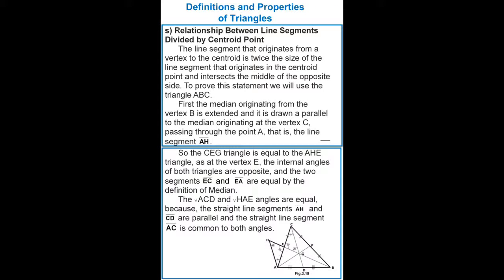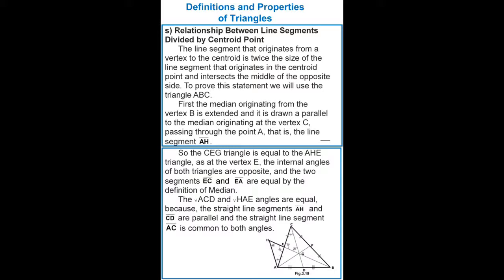In this slide and in the following one, the relation between the segments of a line divided by the centroid is shown. The line segment that originates from a vertex to the centroid is twice the size of the line segment that originates at the centroid point and intersects the middle of the opposite side.